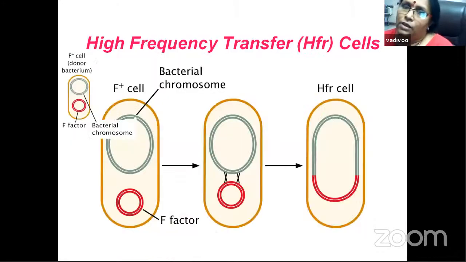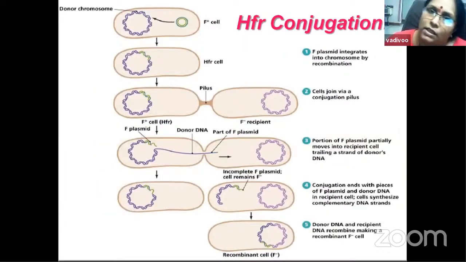Now here again, this is the thing. The F plus donor bacterium, the F plus cell, has its plasmid integrate with the host chromosome. So this becomes an HFR cell. This is called HFR conjugation. So F plus cells integrate and become HFR cells.